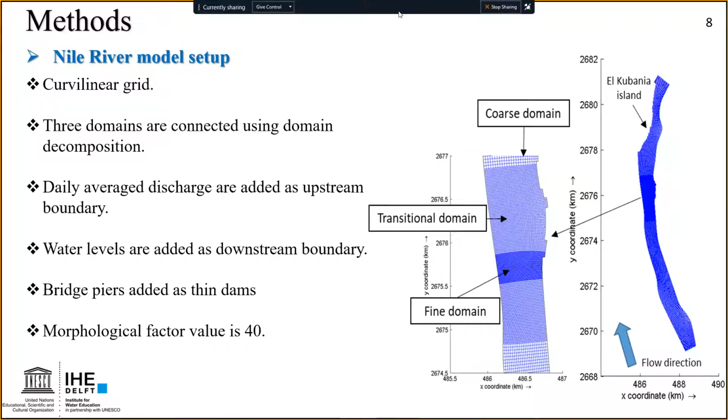Now here we come to the Nile River model setup. We use a curvilinear grid so that we can simulate the discontinuity in our reach and also the curvature of the Nile River.